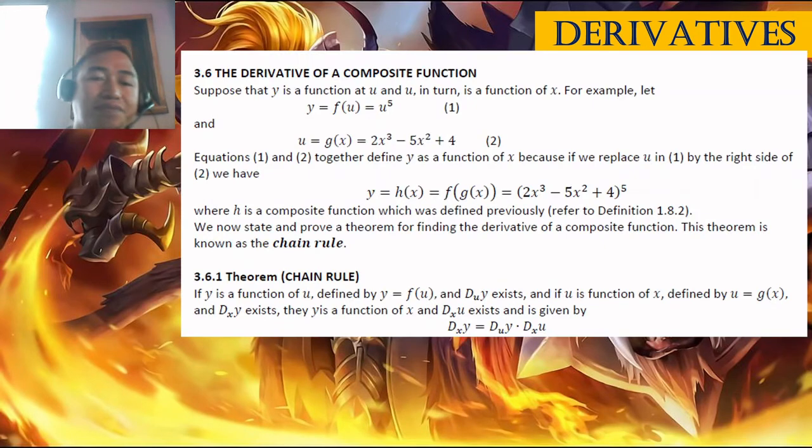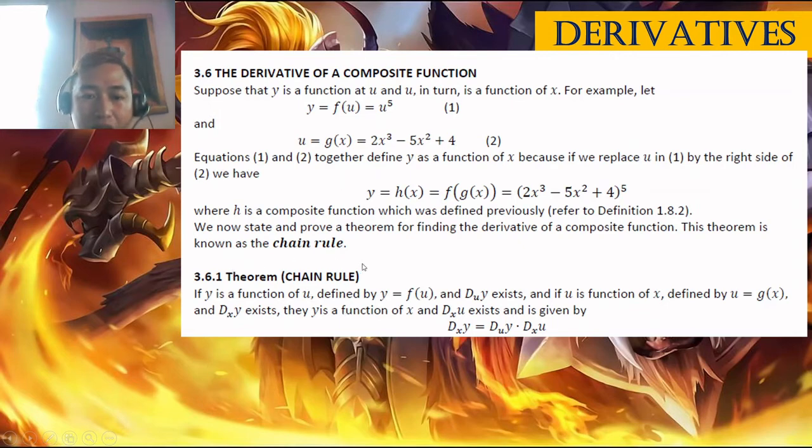Okay, next, class, the derivative of a composite function. So, we have a composite function. What if, class, there is an exponent, but the exponent is itself a function? What would the derivative be? Okay, class, this is called the chain rule.